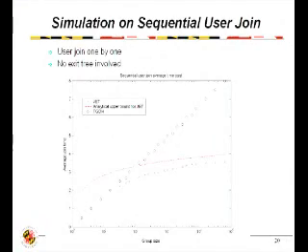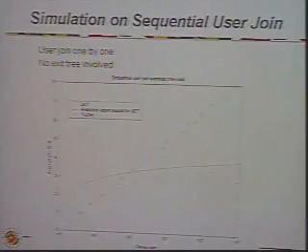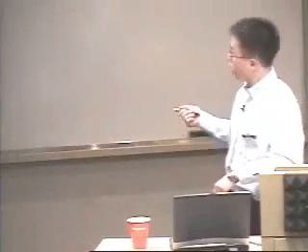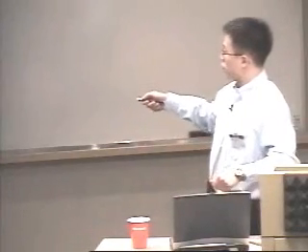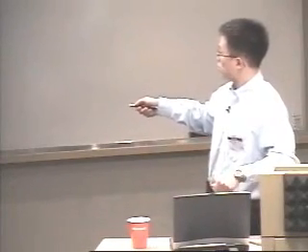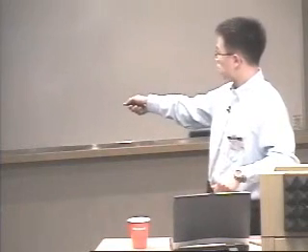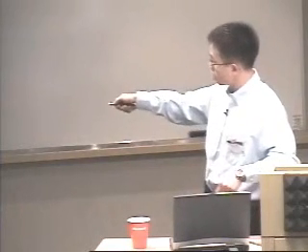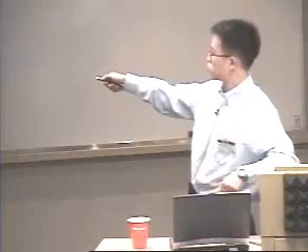Okay, that's pretty much the scheme, and let's see some simulation results. The first one is on sequential user join. In this case, we consider users joining a group one by one. There's no user departure involved. And we plot this performance. The horizontal axis is the group size. The vertical axis is the average join time.